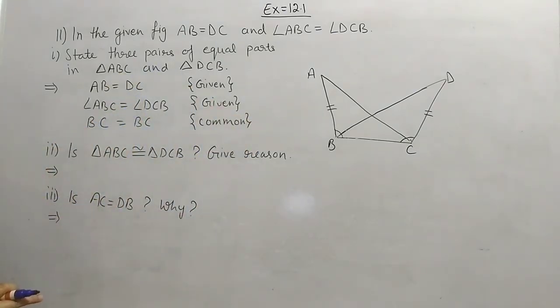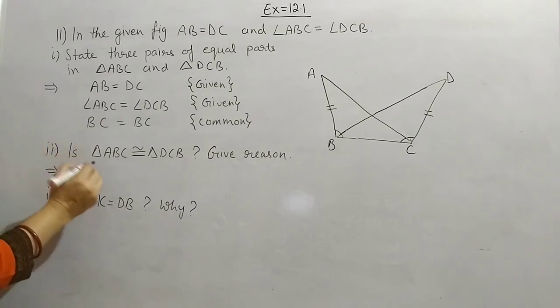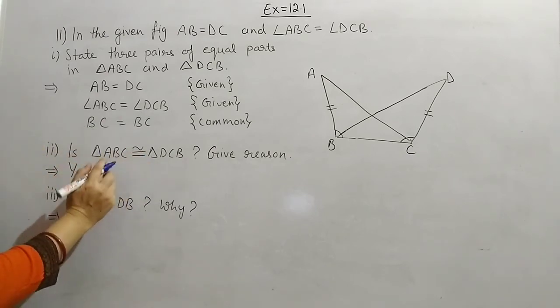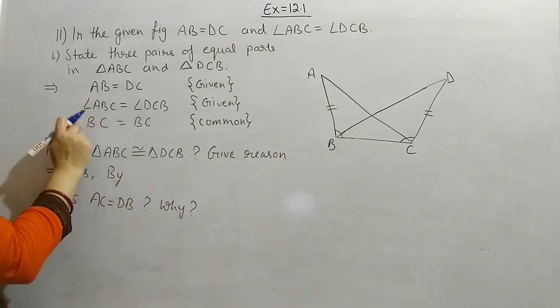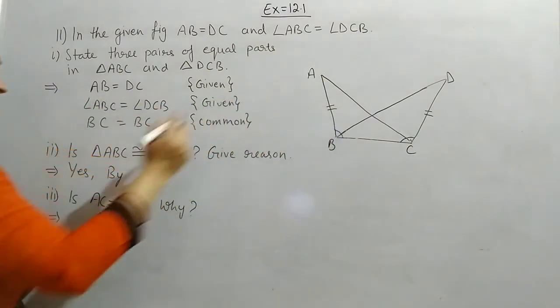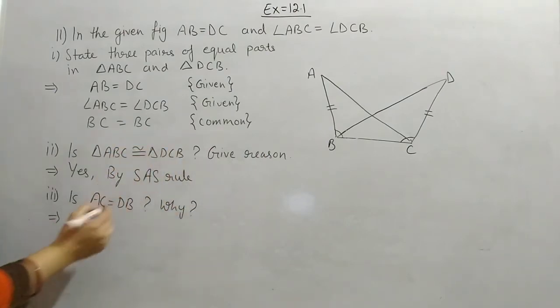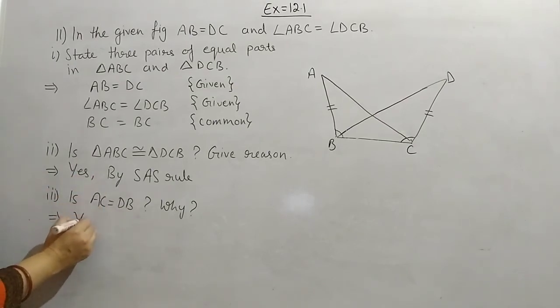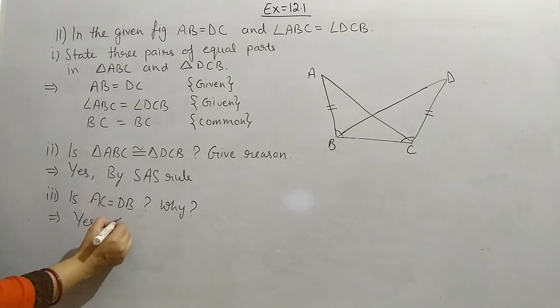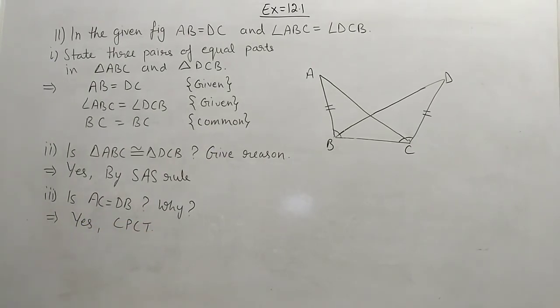Next is triangle ABC congruent to triangle DCB? Yes, already we have compared 3 parts equal. So yes, these two triangles are congruent, and by which rule? By SAS, side angle side, by SAS rule. Then third is AC equal to DB. Yes, the third side also will be equal, and the reason is CPCT, corresponding parts of congruent triangles.